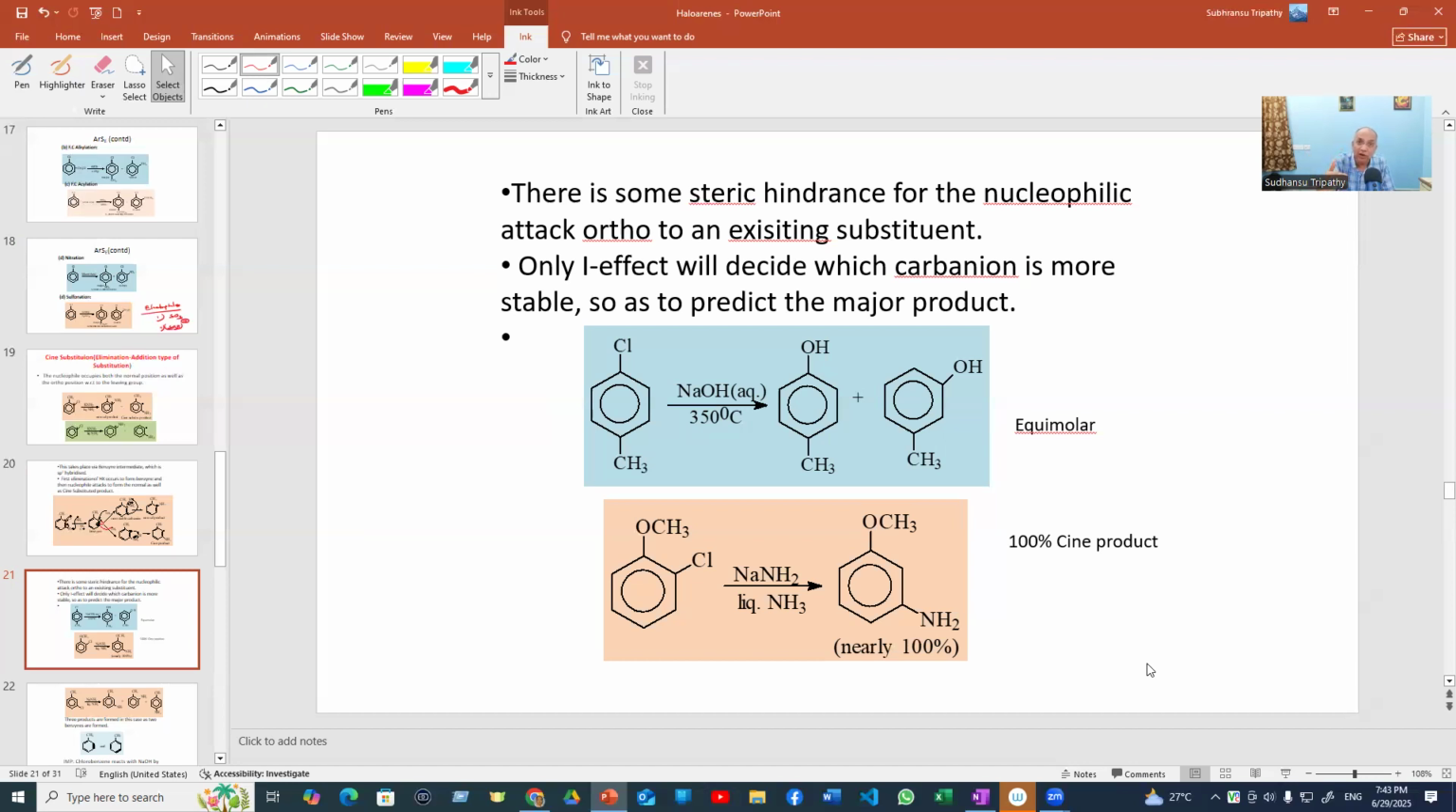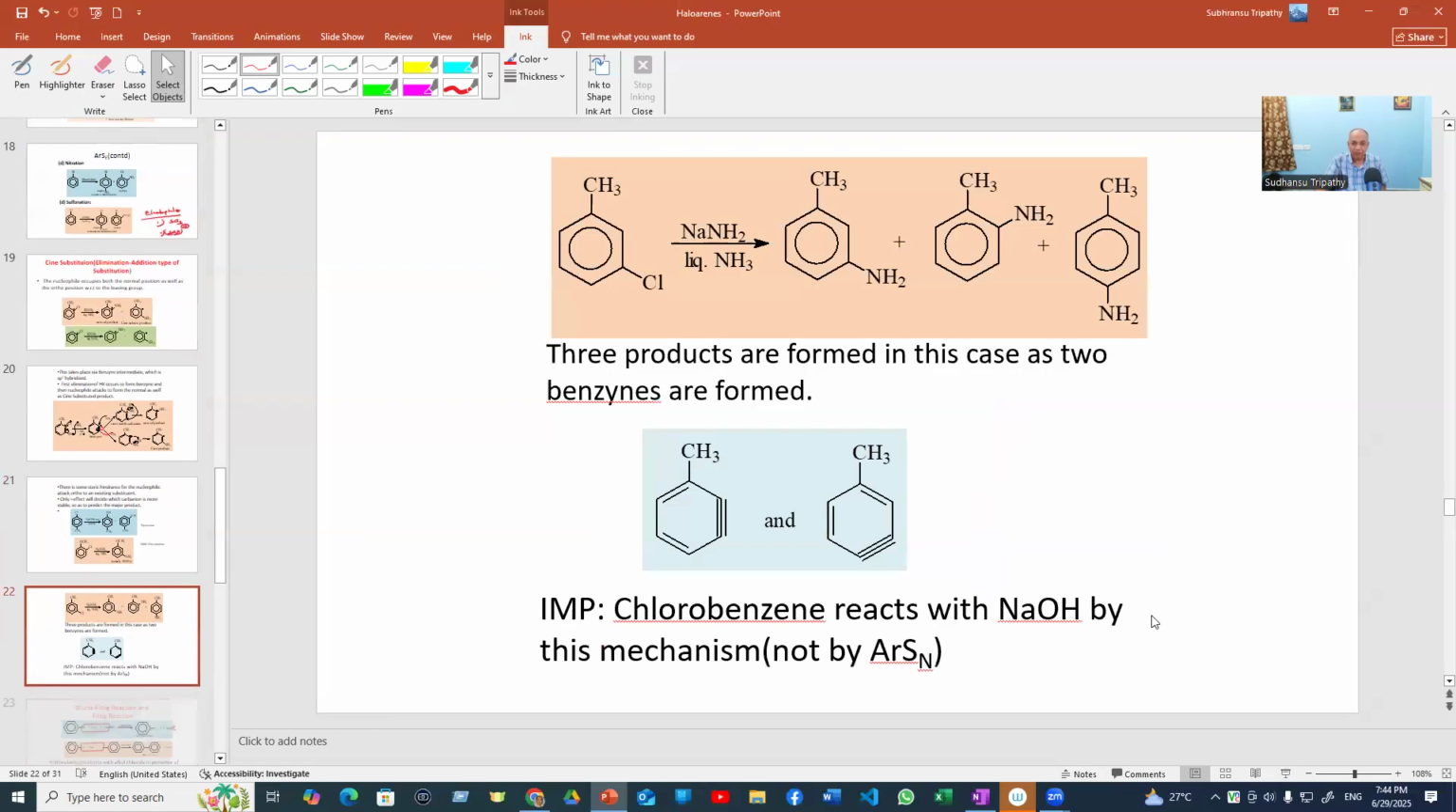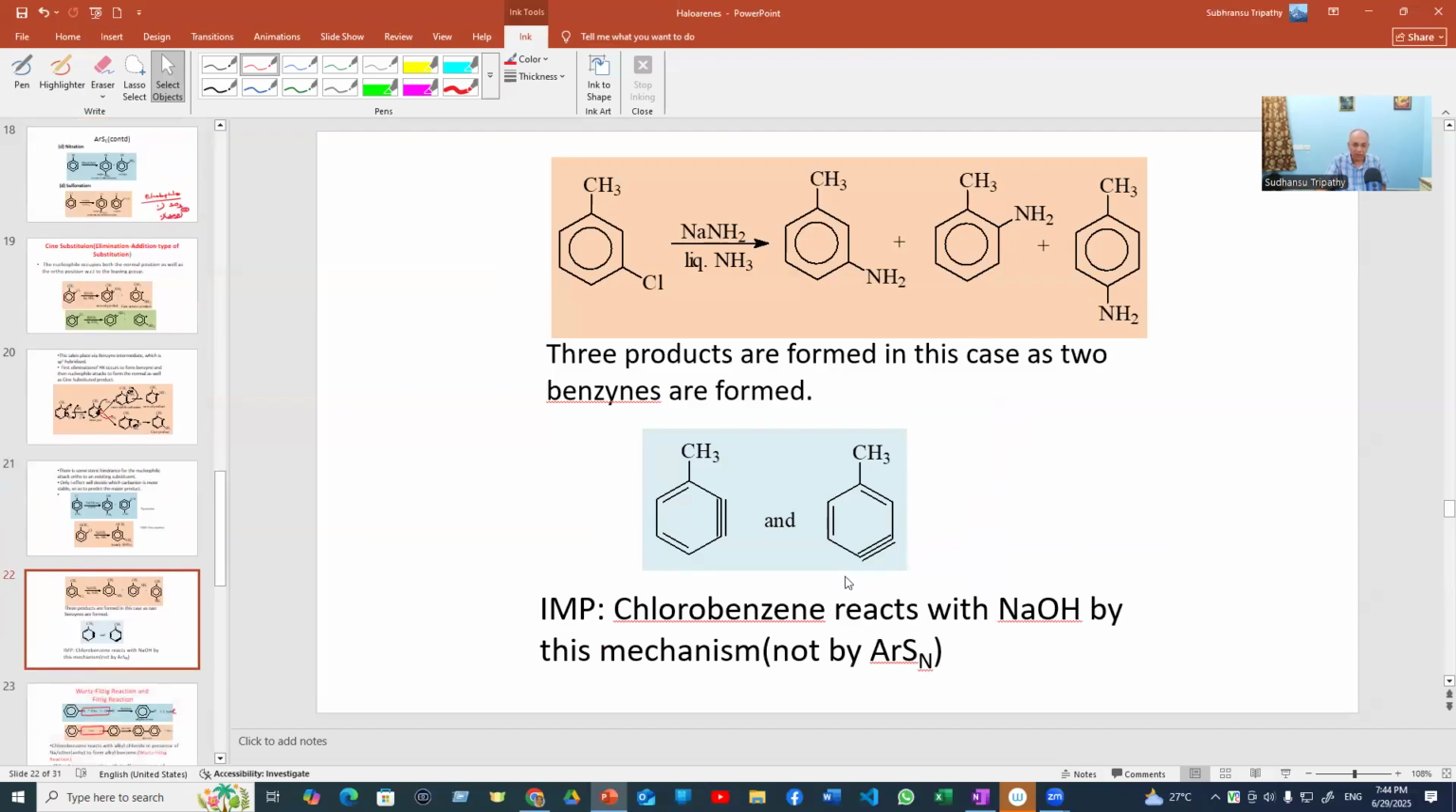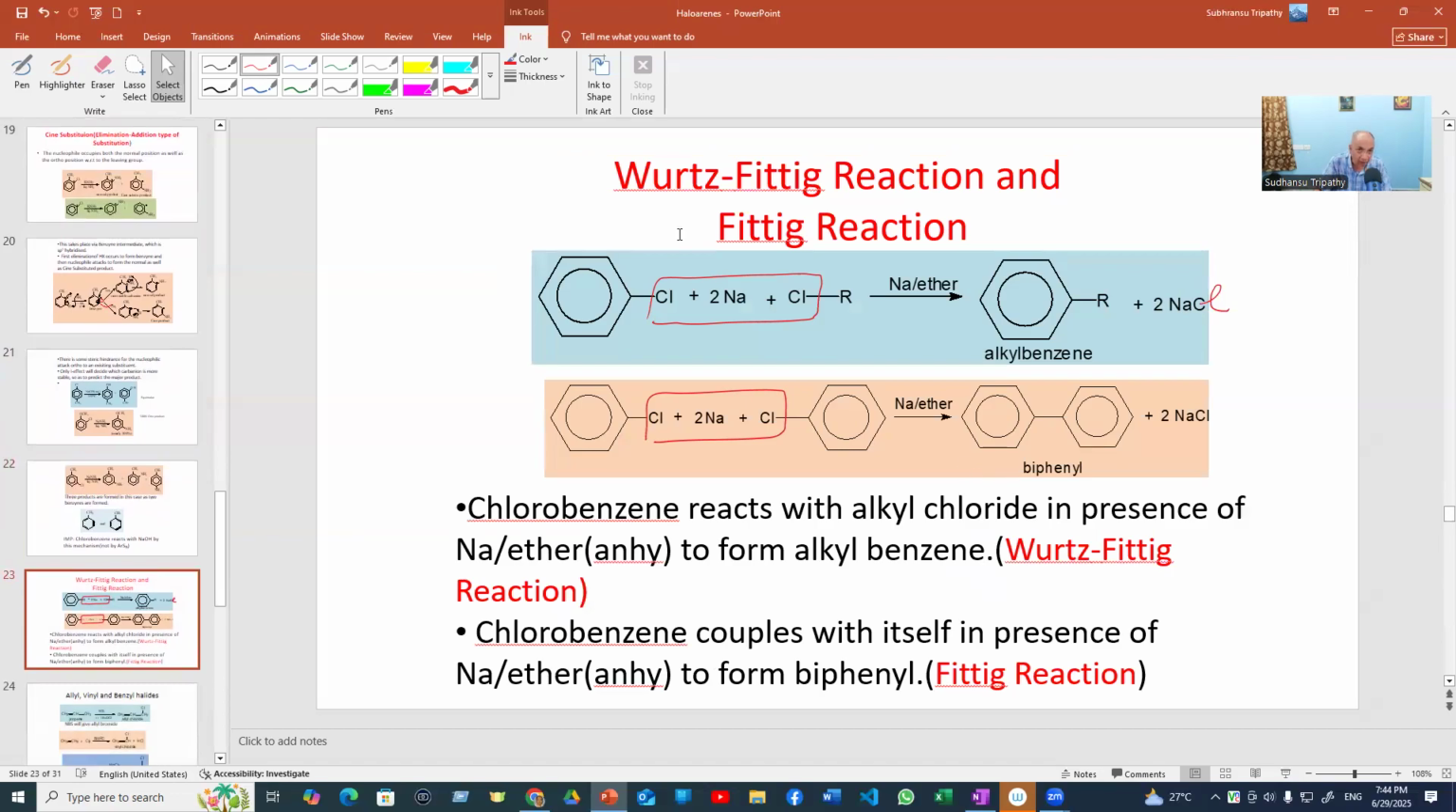The nucleophile is called amide ion, but actually amide ion is not the nucleophile. Ammonia is the nucleophile because amide ion has done the elimination job, forming the triple bond, that is benzyne, right? So we have done this, and there are three products, because there are two benzynes from here that we already know. This is an important one for your NCERT.